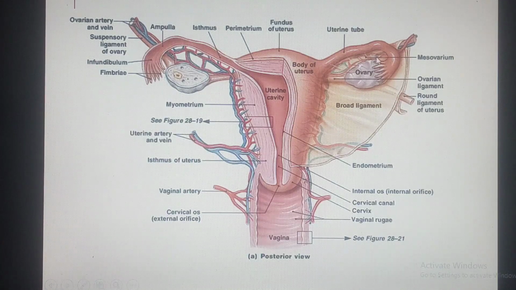By way of additional support, we are also going to have parts of the broad ligament, being the mesovarium. The mesovarium also provides that kind of support to the ovary.